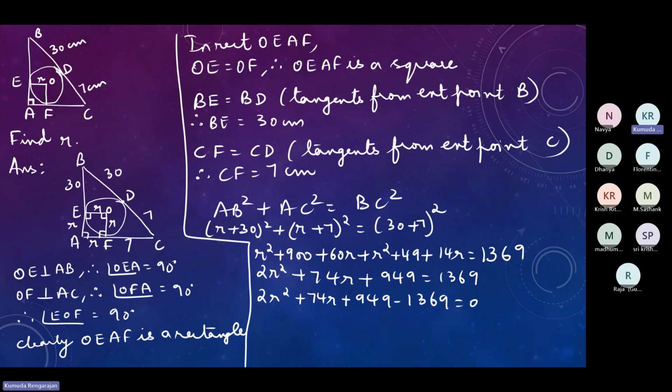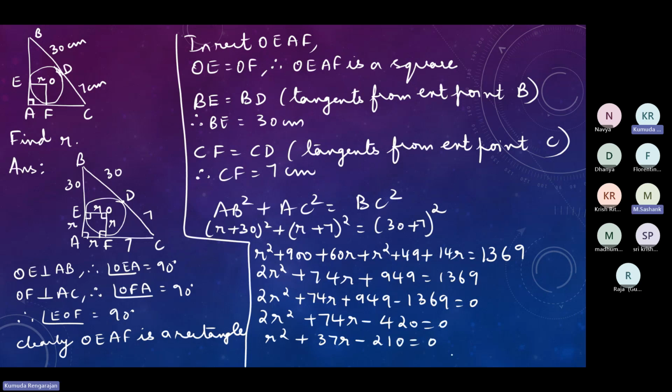So somebody tell me. Ma'am, 420. Thank you so much. So 2r square plus 74r minus 420 is equal to 0. Now divide by 2 throughout. So r square plus 37r minus 210 is equal to 0.